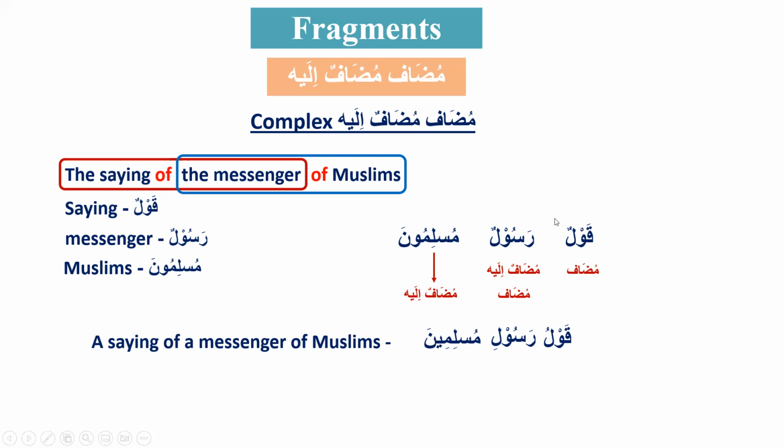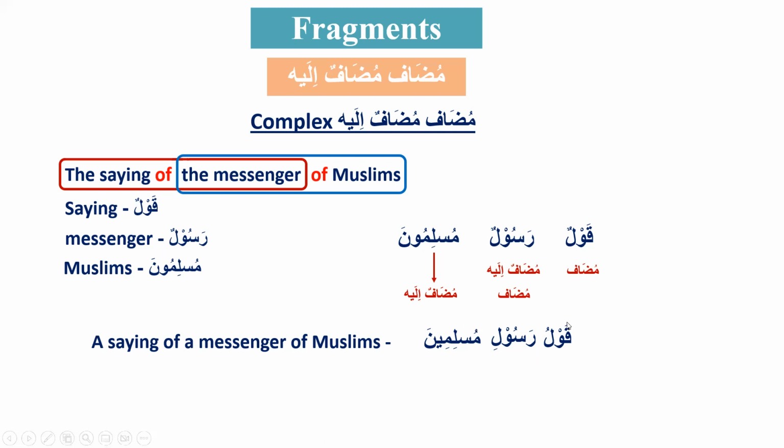So how many conditions does the first word have to meet to become mudaf? It should be light and it does not take al. How many conditions does Rasul have to meet here? Three conditions. For being mudaf ilayh it should be majroor, and for being a mudaf, it should be light and it should not take al. And how many conditions does Muslimuna have to meet? Just one, majroor.